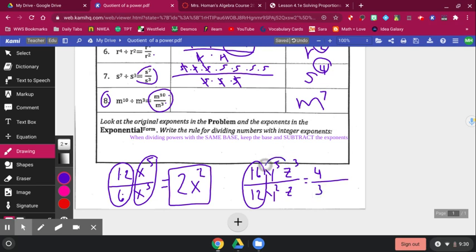Then I look at my like bases. I have y to the fifth over y to the second. So that's going to give me y to the third. 5 minus 2 is 3. I have like bases here, z to the third over z to the first. 3 minus 1 is 2, so I have z to the second.